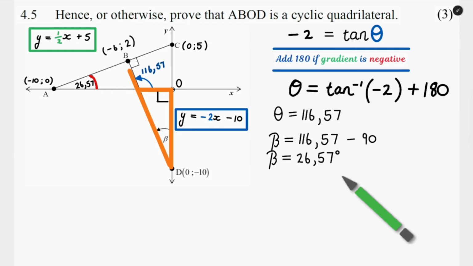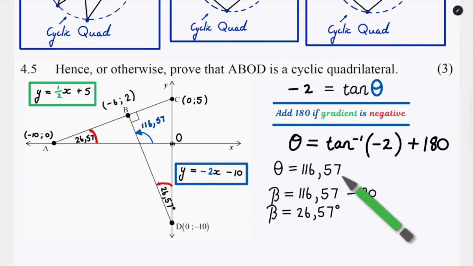Now we can see that bow tie, but check it out. Check how those angles are equal.